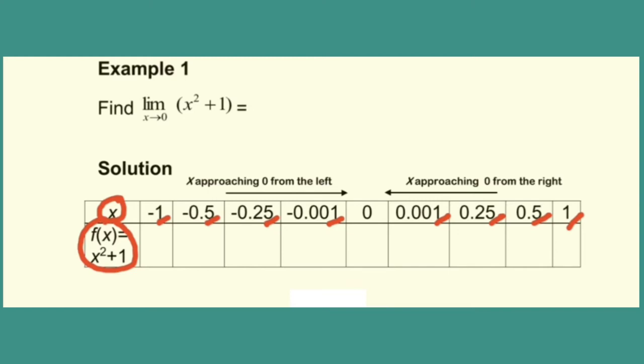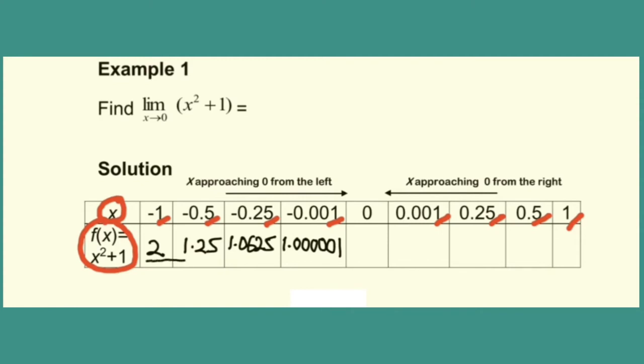Okay, and then find the value of f(x). For x equal to -1, y equals -1 squared plus 1, which is 2. For x equal to -0.5, f(x) is 1.25. For x equal to -0.25, this is 1.0625. And for -0.001, f(x) is 1.000001. When x is getting closer to 0 from the left, f(x) is getting closer to 1.